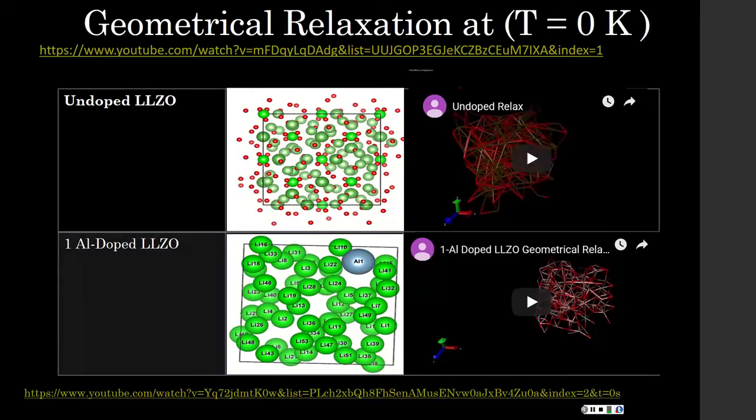So those are 2 structures for undoped lithium LLZO, and this one is aluminum doped. In this undoped lithium structure, that one is geometrical. Both of them are basically geometrically optimized. And here, these reds basically represent the oxygen. The dark greens are lanthanum. The light greens are lithium. And in this structure, I have just kept only lithium and aluminum for better understanding.